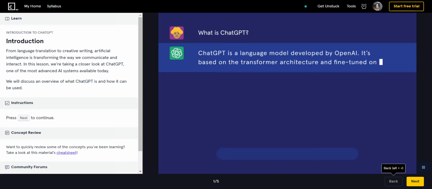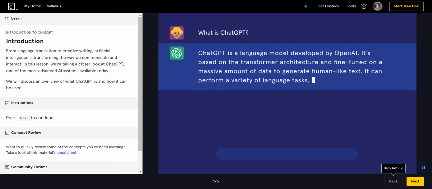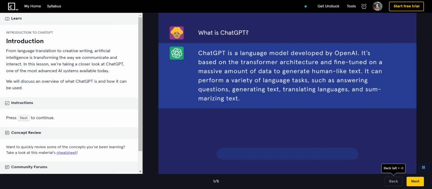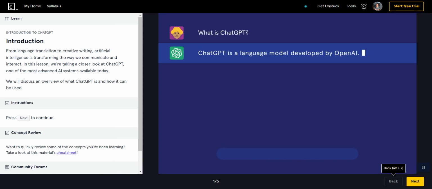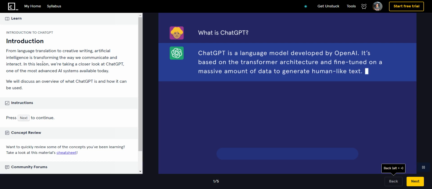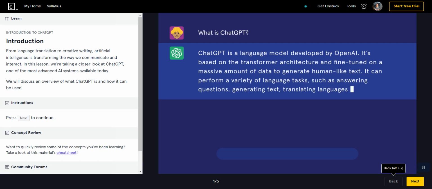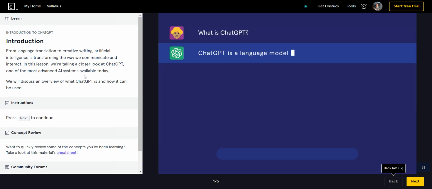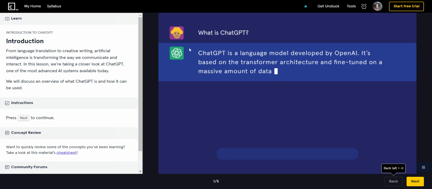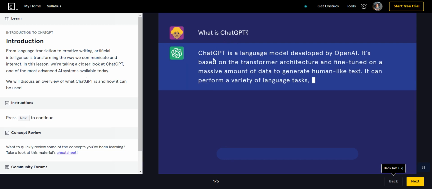Hi guys, for our lesson for today we will discuss an overview of what GPT is and how it can be used. Introduction: from language translation to creative writing, artificial intelligence is informing the way we communicate and interact. In this lesson, we're taking a closer look at ChatGPT, one of the most advanced AI systems available today. Okay, what is ChatGPT?